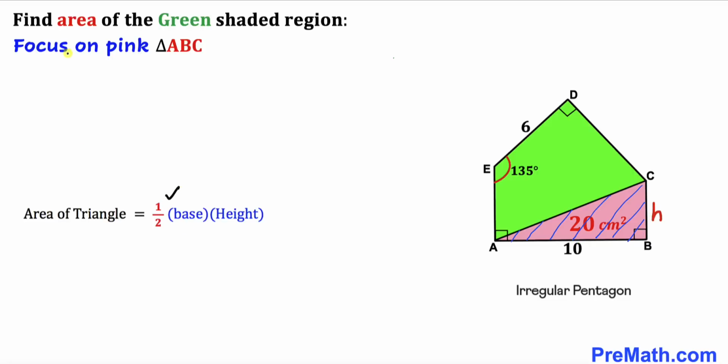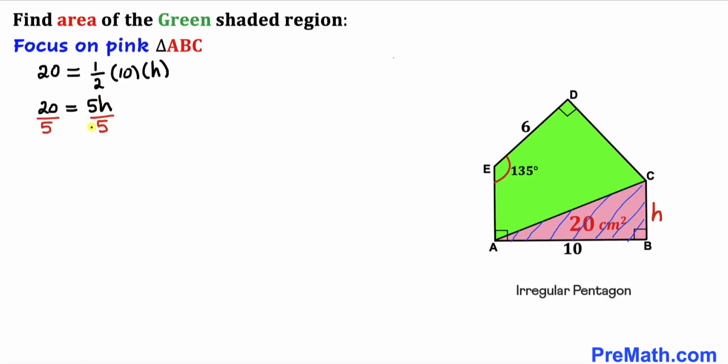So the area has been given to us as 20, equals a half times our base, which is 10, times our height h. And if we simplify this, that is going to give us 20 equals 5 times h. Now let's divide both sides by 5 to isolate h. So this 5 and 5 is gone. So therefore our height h turns out to be 4 centimeter.